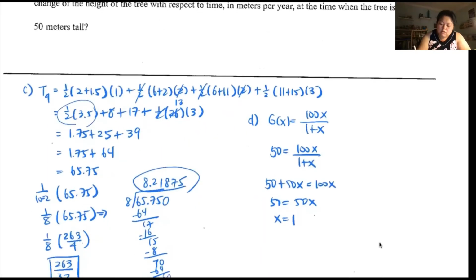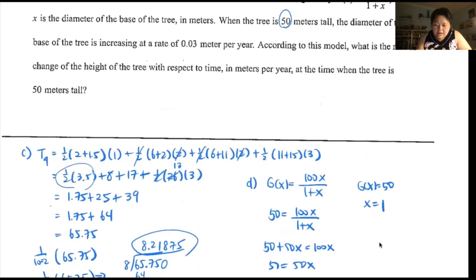Okay, so g of x equals 50 when x equals 1. So that's something to remember. And then you also know that the diameter of the base of the tree is increasing at 0.03 rate. So the diameter is increasing, right? So dx dt equals 0.03 meters per year.